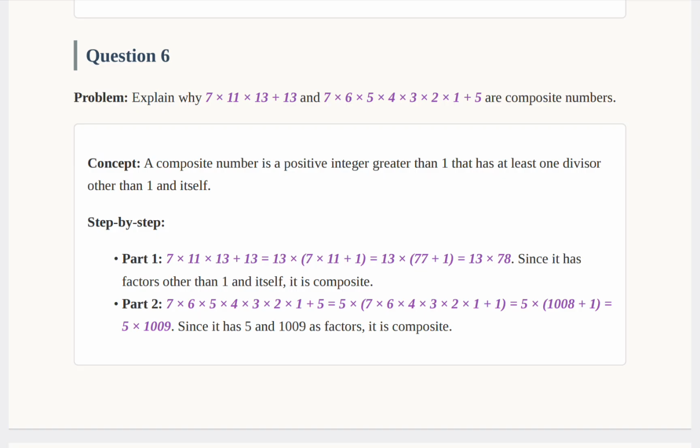Now we have come to question number 7. It is an easy question of a composite number. See here how we will do this question. Okay, so it's what it is saying. See here, explain why 7 into 11 into 13 plus 13 and 7 into 6 into 5 into 4 into 3 into 2 plus 5 are composite numbers. हमें ये बताना है कि ये कंपोजिट नंबर क्यों है.